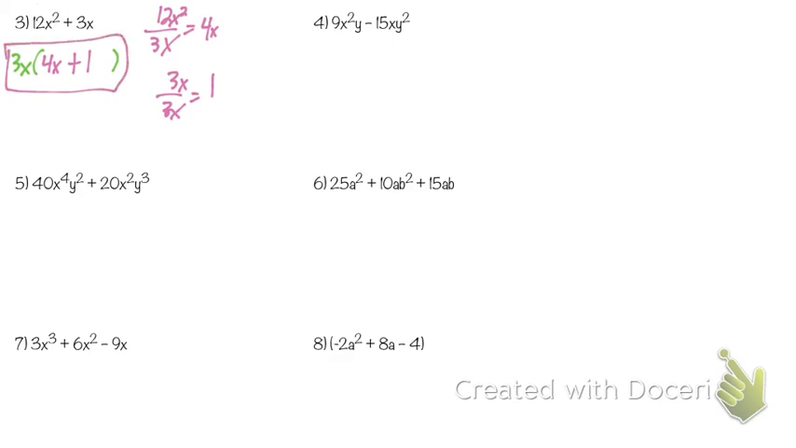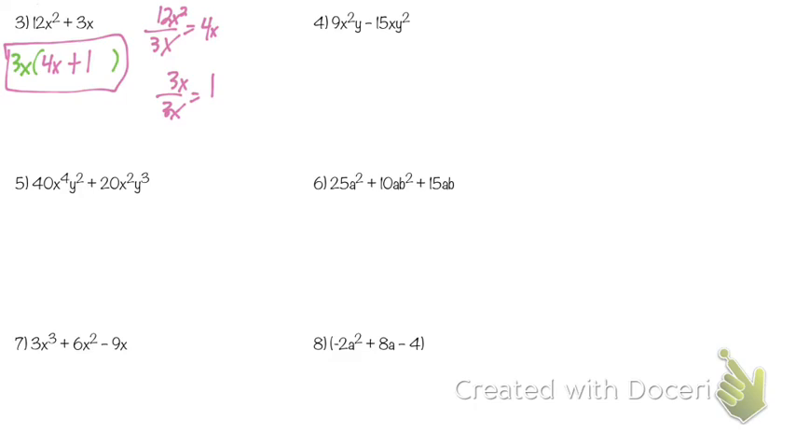Now, Mr. Castle, how do I check my work if I want to be an awesome math student? Well, thank you for asking. How you check your work is if you were to distribute the 3x back in, do you get what you started with? Try it real quick on your paper. Try distributing the 3x back in and see if you get what you started with. Do you get the same thing as you started with? Then you did it right. Boom. Instantly you can check if you did it right or wrong.